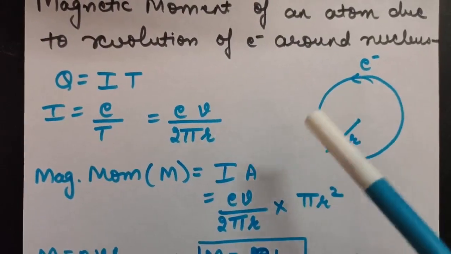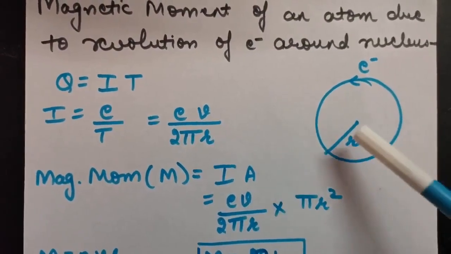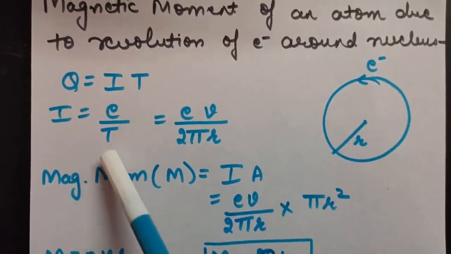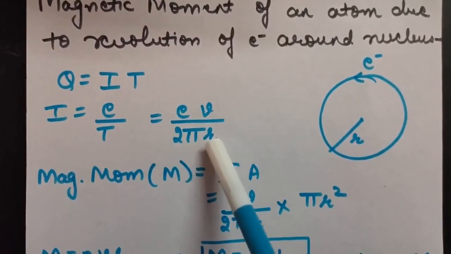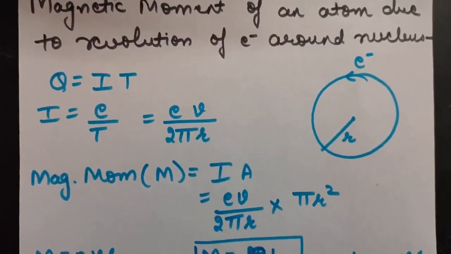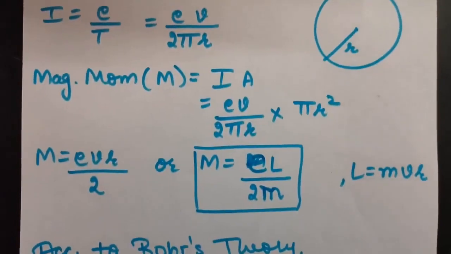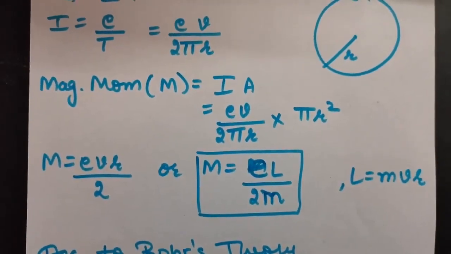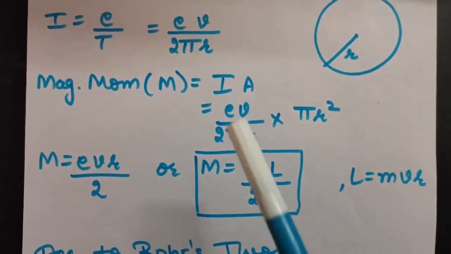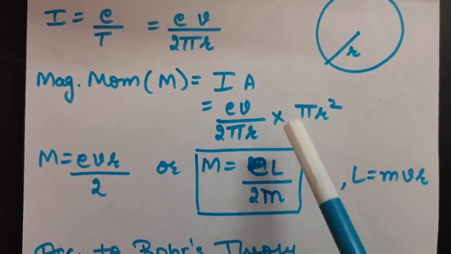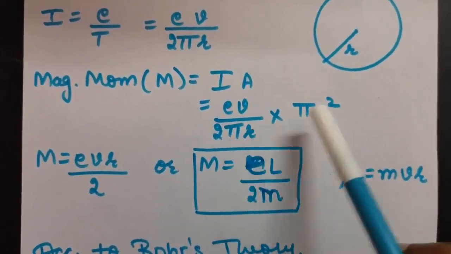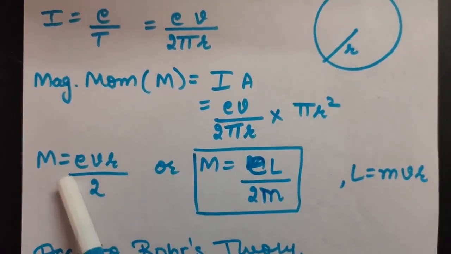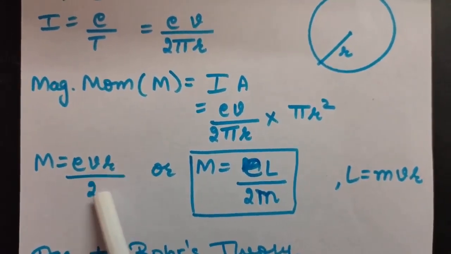So I will come to be e upon T, where e is the charge of the electron. If the electron is going in a radius of r, then time will be distance upon speed, that is 2 pi r upon v. So from here current will come to be ev upon 2 pi r. Now as you know, magnetic moment is defined as current into area. Current is ev upon 2 pi r and area is pi r squared. So pi will cancel out, one r will cancel out. You will get magnetic moment to be evr upon 2.